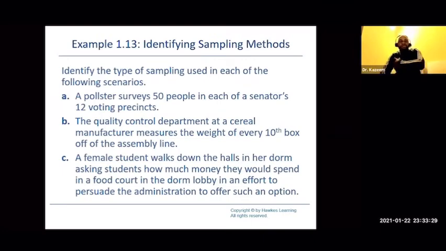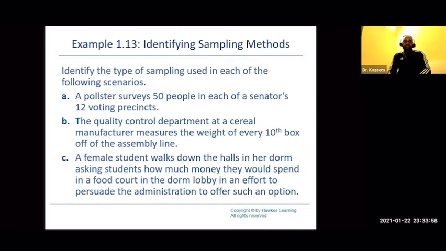Okay, so let us have an example on the sampling technique, because you're actually going to be given a question, and they're going to ask you to identify what type of sampling technique befits a particular question. Now take a look at this. Identify the type of sampling used in each of the following scenarios. Let's look at question A.